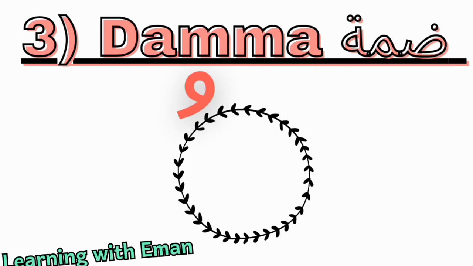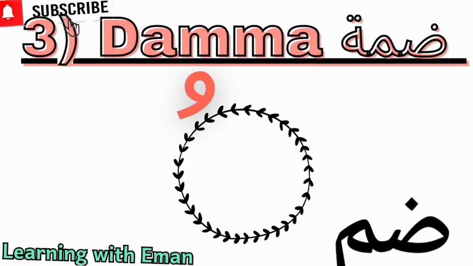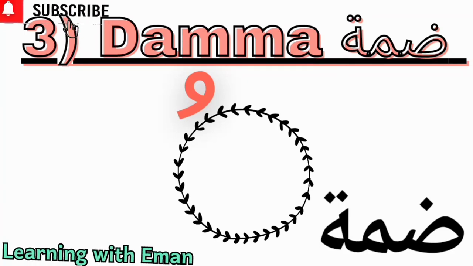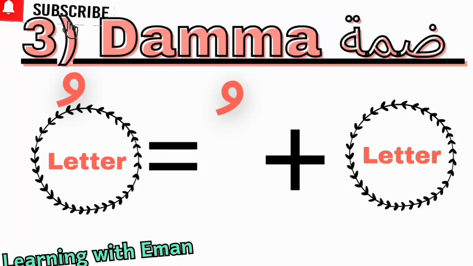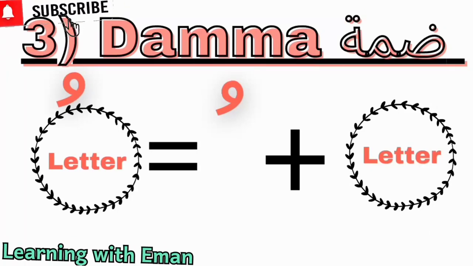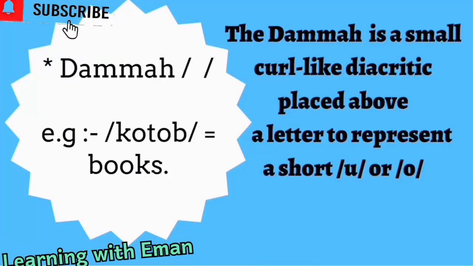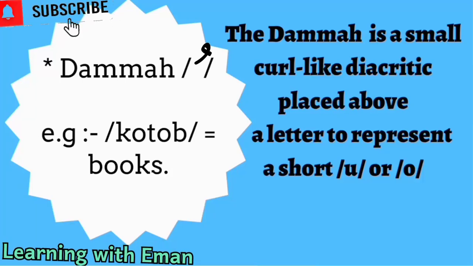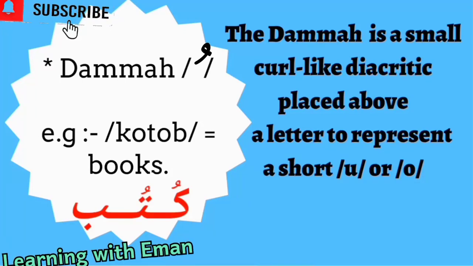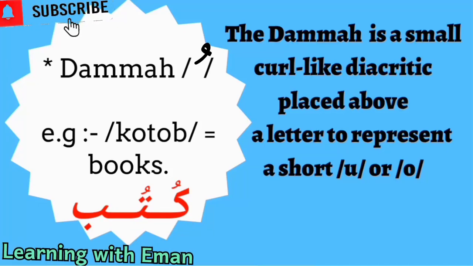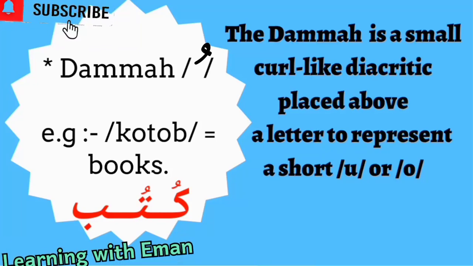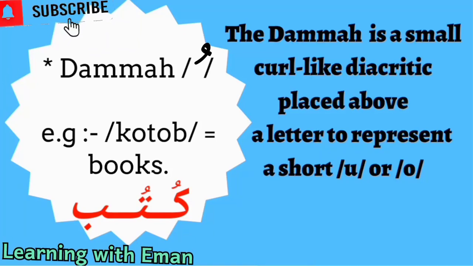The third one is Dhammah vowel. If a letter has Dhammah vowel on top of it, it means the vowel comes after that letter. The Dhammah is a small curl-like diacritic placed above a letter to represent a short O. E.g. Kutub means books.